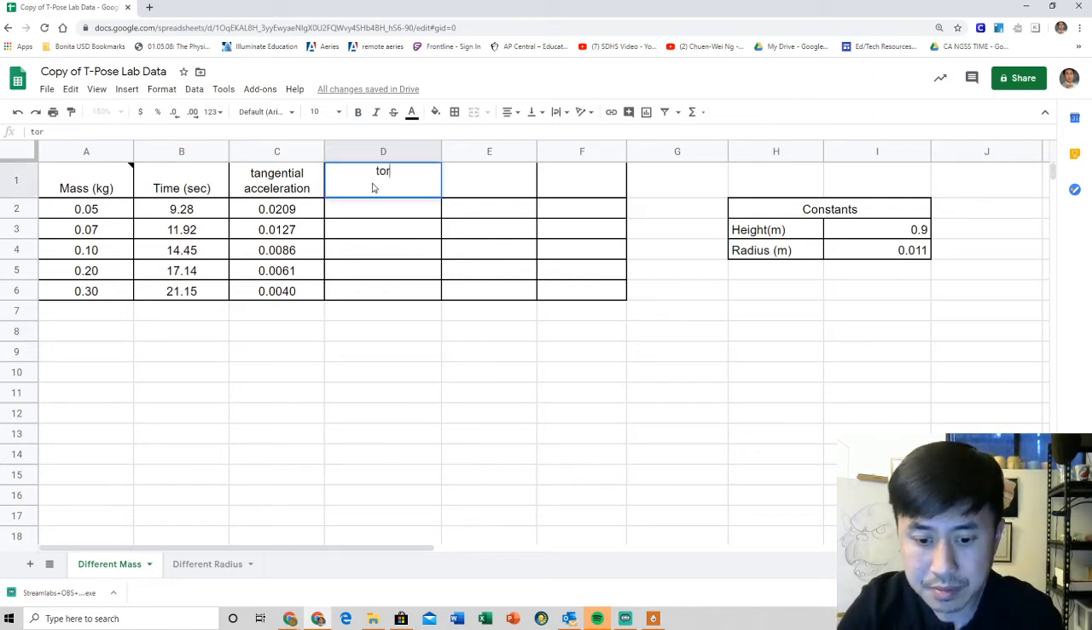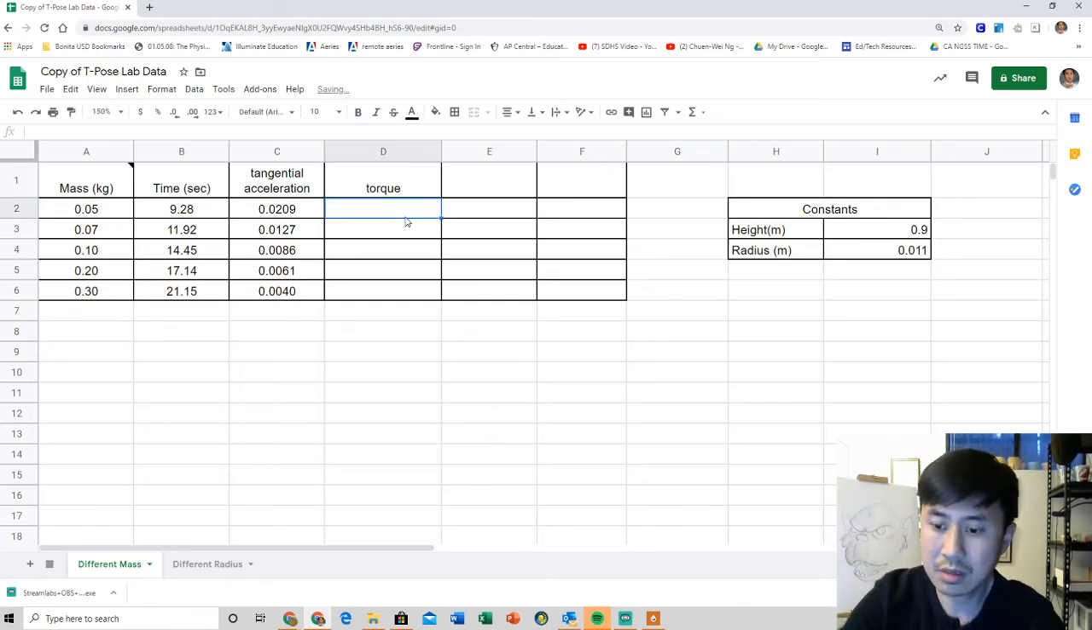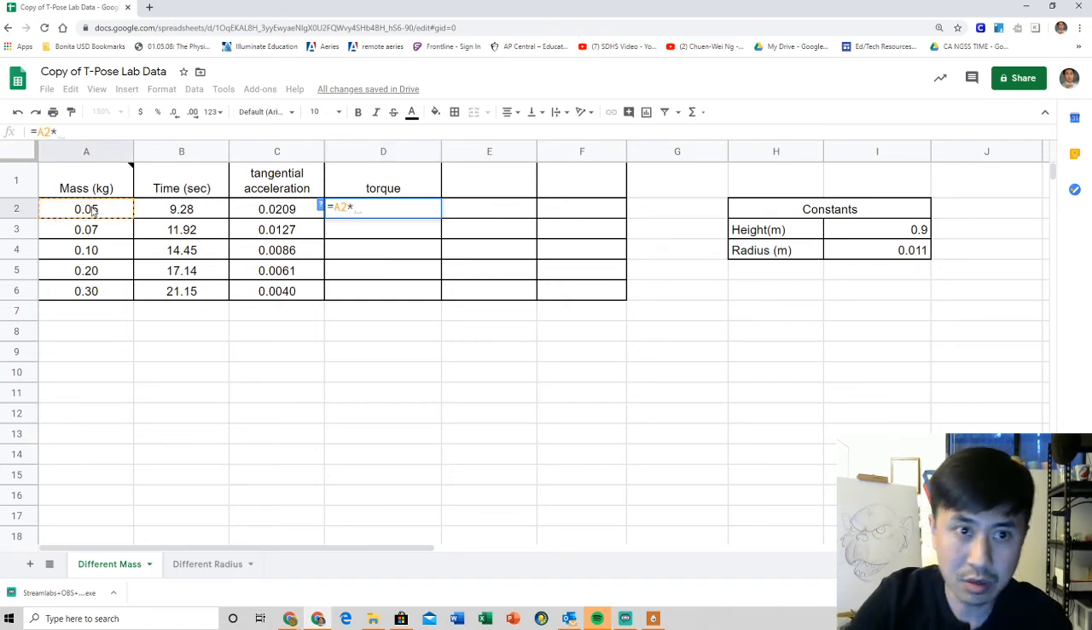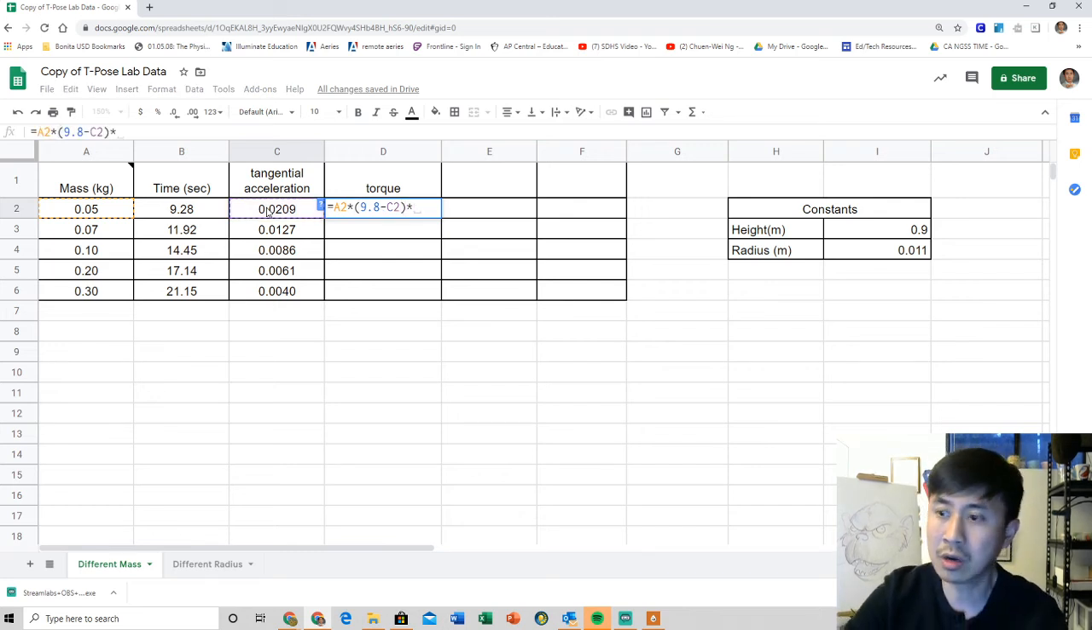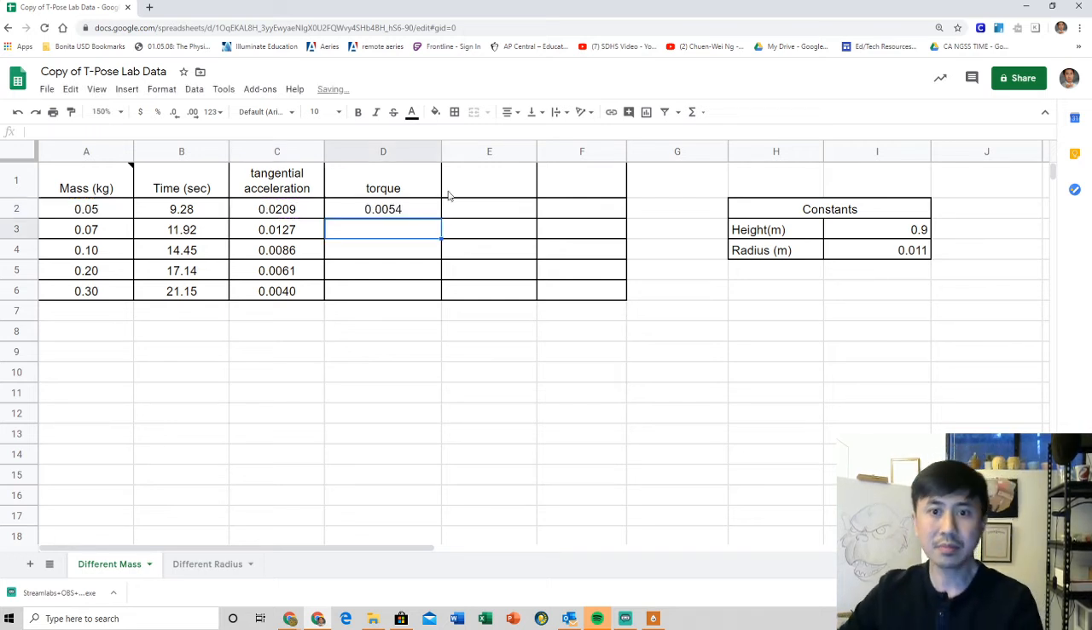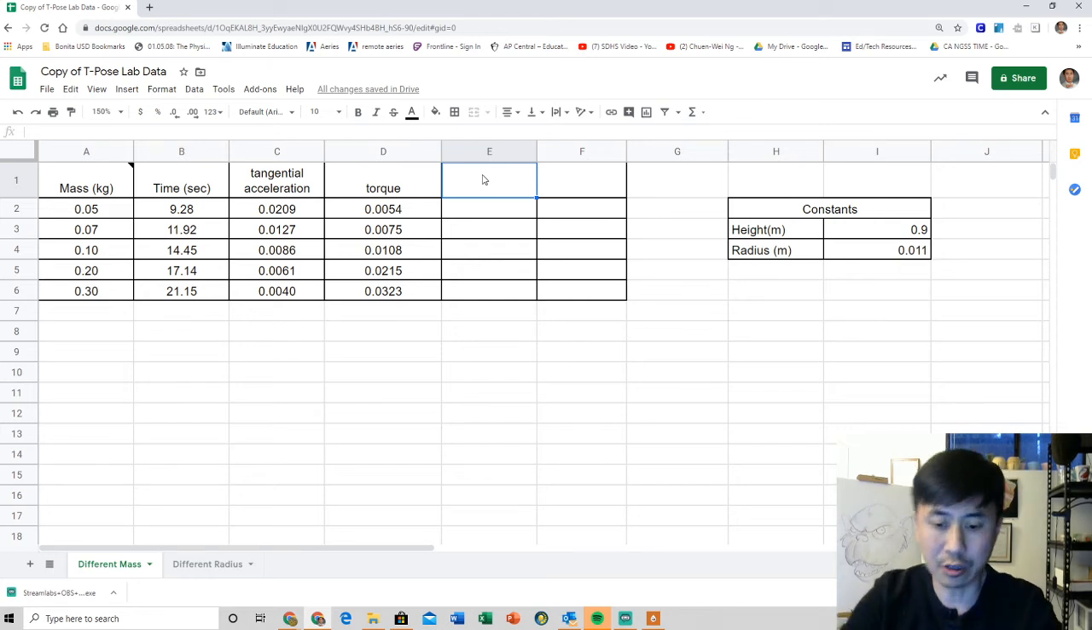My torque is equal to mass. This is the mass, times, so you need to do that little asterisk. If you don't, Google gets confused. G minus a, so 9.8, that's g, the acceleration of gravity, minus a, it's this a, close parentheses, times r. R is a constant, it's not going to change, so I'm just going to type it in, 0.011. Good. Same thing, I just have to drag this down, like so. There you go. And then finally, I need my angular acceleration.